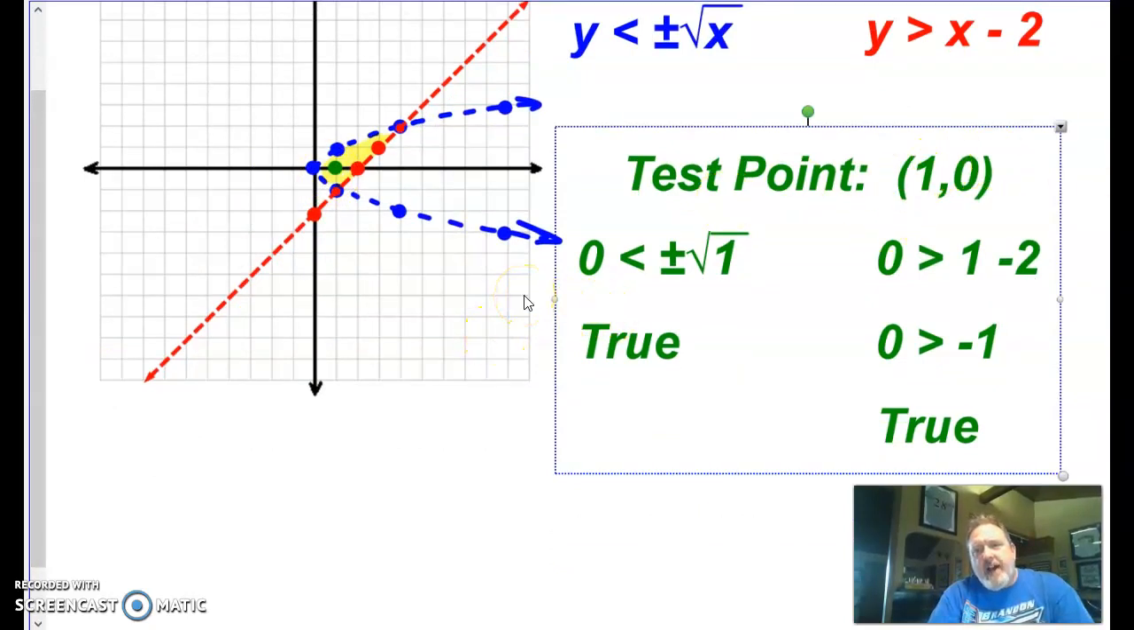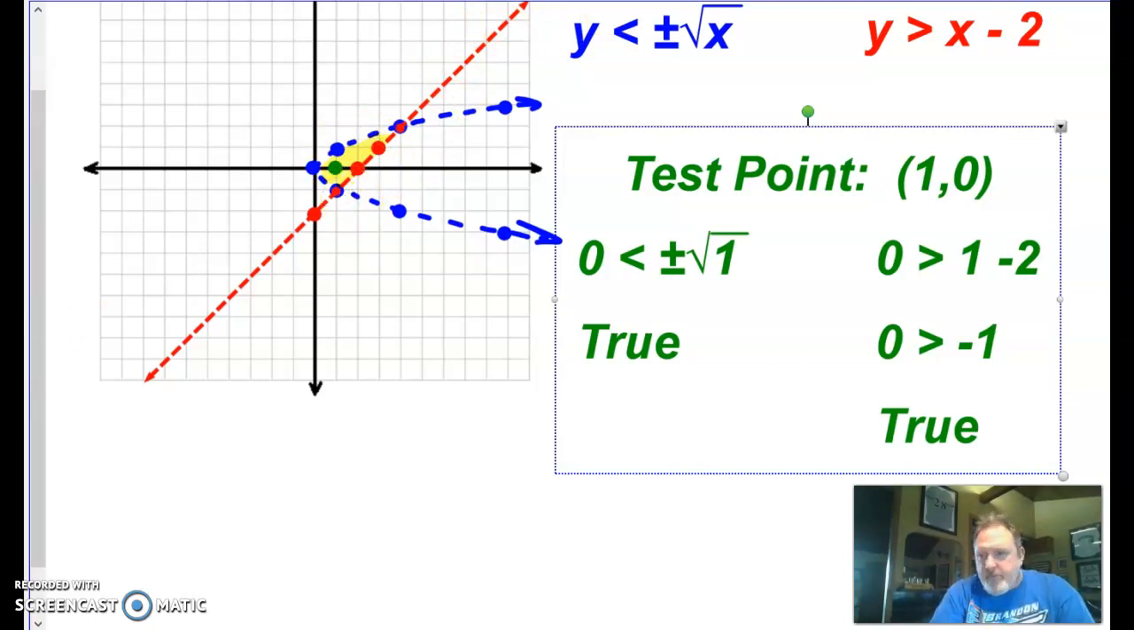And because of that, you don't really need the plus minus here. You just take the square root of 1. So because of that, this is our region right here. So we are inside, or shading towards this point for the quadratic, the square root of x, and then shading back towards it for the line.